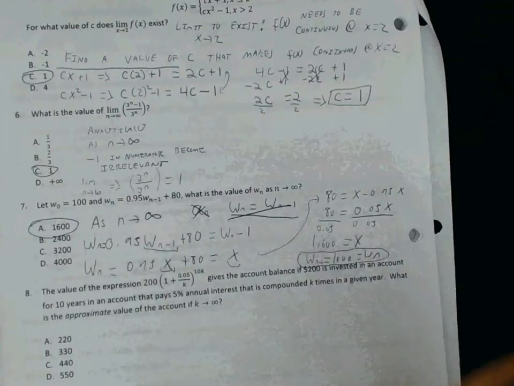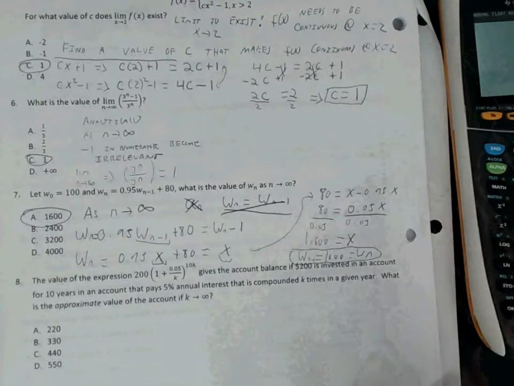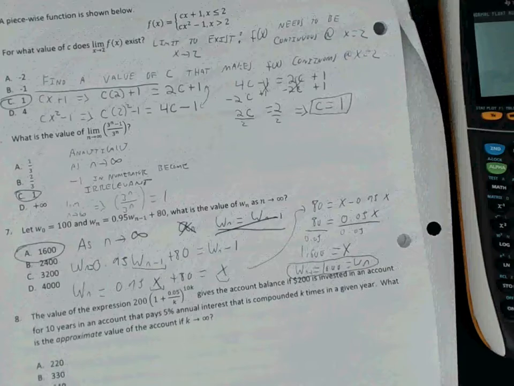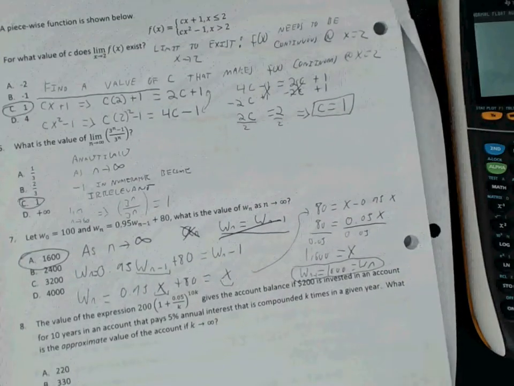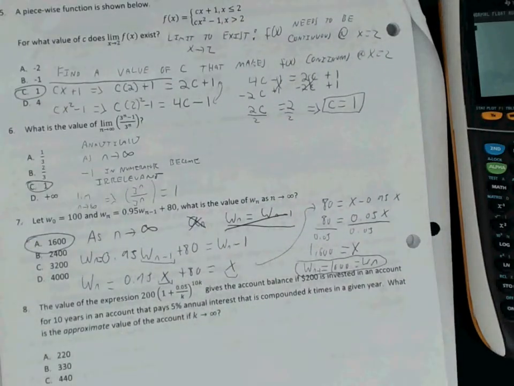For number 8, the value of the expression 200 times 1 plus 0.05 over k to the 10k gives the account balance. If $200 is invested into an account for 10 years, the account pays a 5% annual interest rate, and that is compounded k times in a given year, what is the approximate value of the account as k approaches infinity?